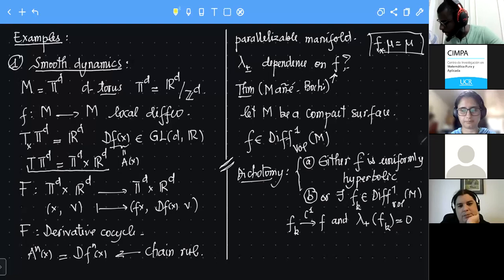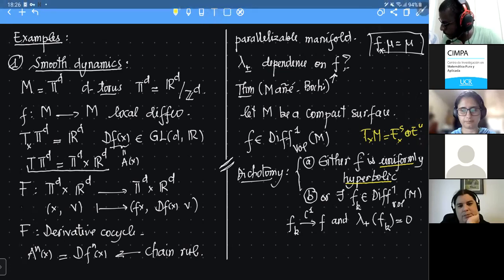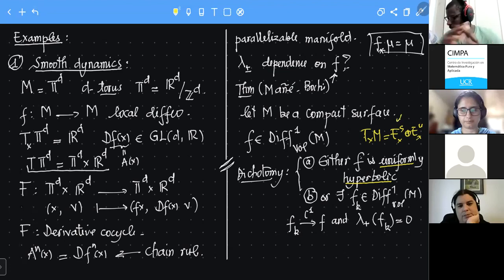So let's try to understand what is happening here. If you start with a volume preserving diffeomorphism on a compact surface, F is a very special type of diffeomorphism, which we call uniformly hyperbolic. Uniformly hyperbolic means that at every point x on the compact surface, the tangent space splits into sub-bundles, a stable sub-bundle and an unstable sub-bundle. Vectors in the stable bundle are uniformly contracting, and vectors in the unstable bundle are uniformly expanding.